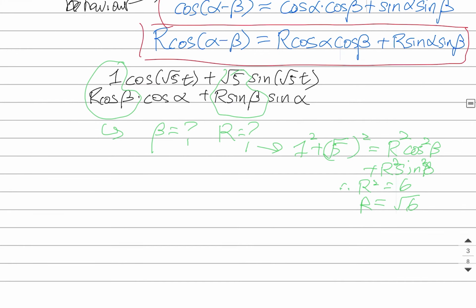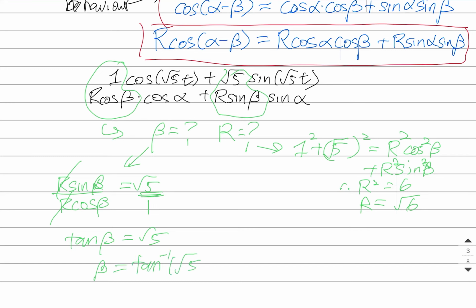Beta is also pretty straightforward to find. I'm going to have that r sine beta over r cos beta is 5 over 1. And that tells me that the r's cancel and the tangent of beta is root 5. So beta is going to be the inverse tan of root 5. Now, that's some strange number. It's about 1.15 radians.